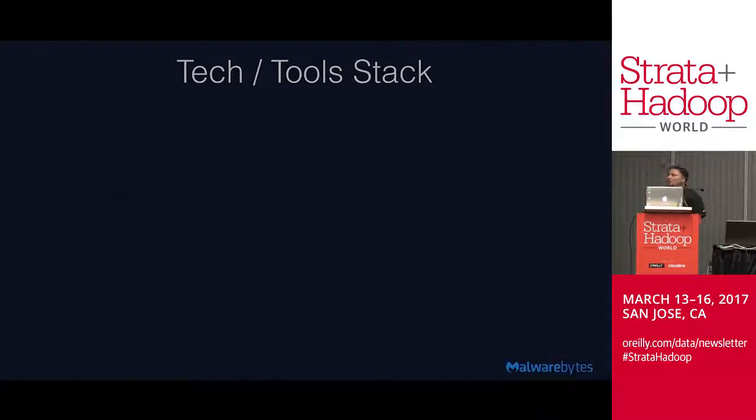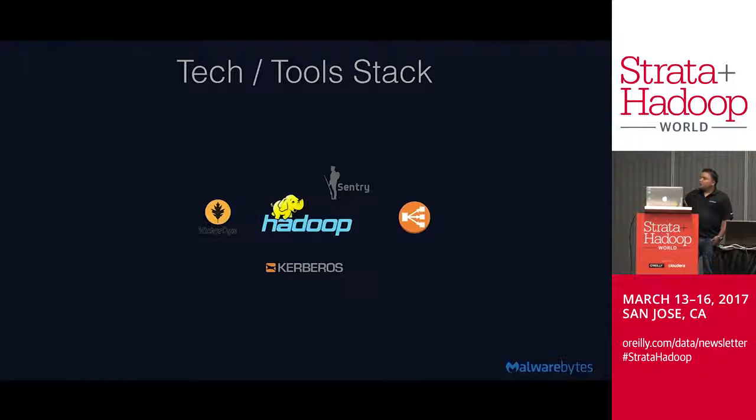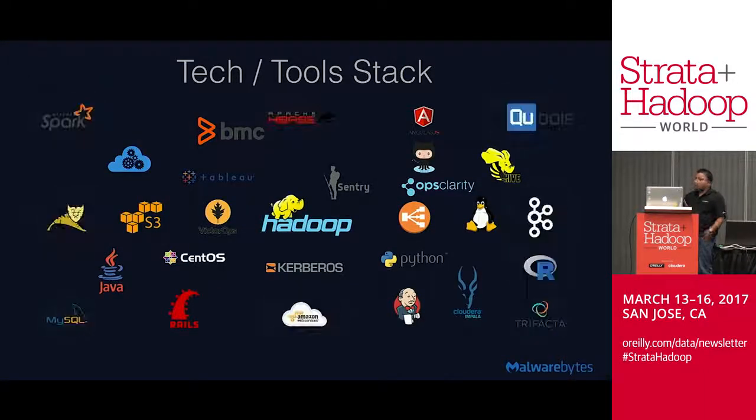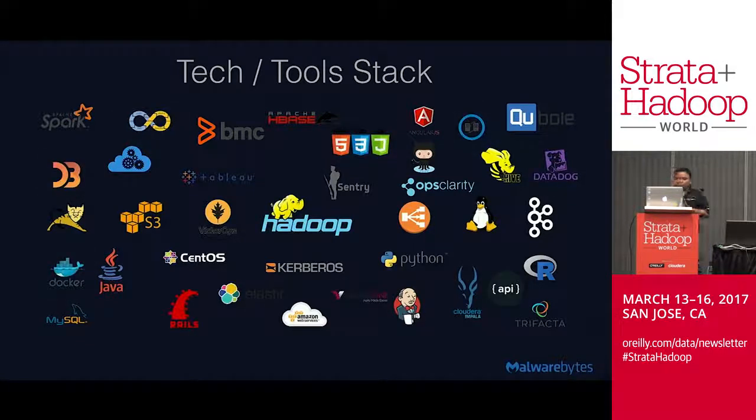So let's take a quick look at what the tech stack looks like. For our platform, at the center of all of it, we have Hadoop. And as most of you know, any big data platform is not just one or a few technologies. It's actually a combination of multiple technologies and multiple tools working in harmony.